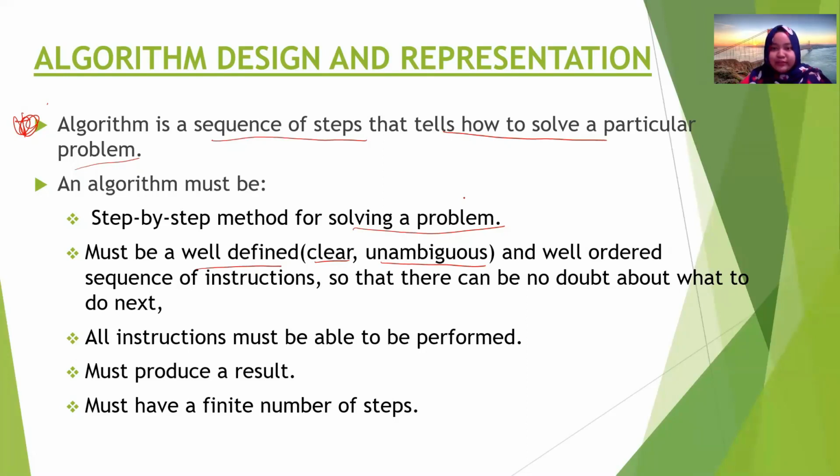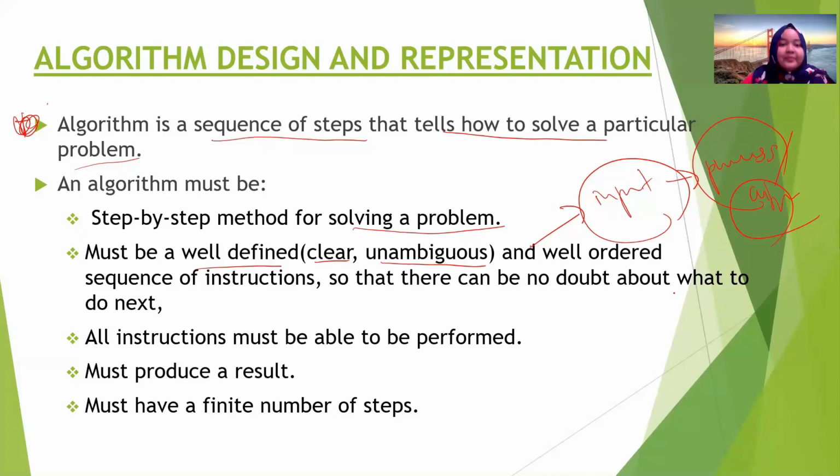You have to be confident, okay? And a well-ordered sequence of instructions so that there can be no doubt about what to do next. So you have to follow the order of sequence. The order is easy. You just follow this: input, process, output. Where did we already get these three? From the problem analysis. Okay? So all instructions must be able to be performed. Don't write things that cannot be performed.